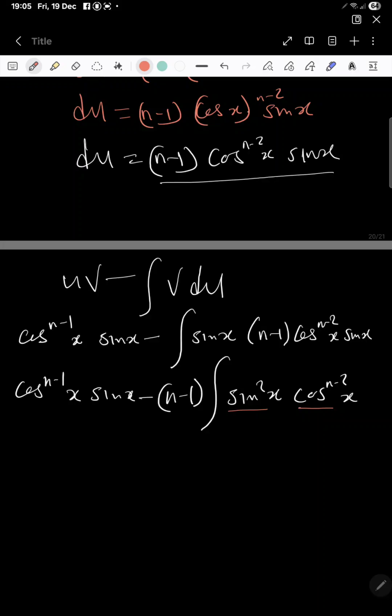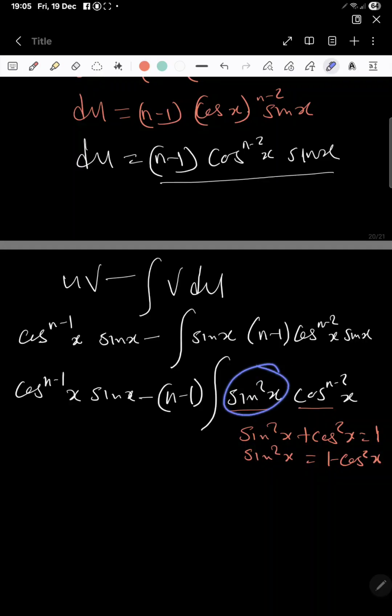How can you transform it to cos? You can use the identity, which is sine squared x plus cos squared x is equal to 1. So if you make sine squared x the subject, you are going to have sine squared x is equal to 1 minus cos squared x. Meaning that instead of keeping this sine squared x here, we can replace it with that.